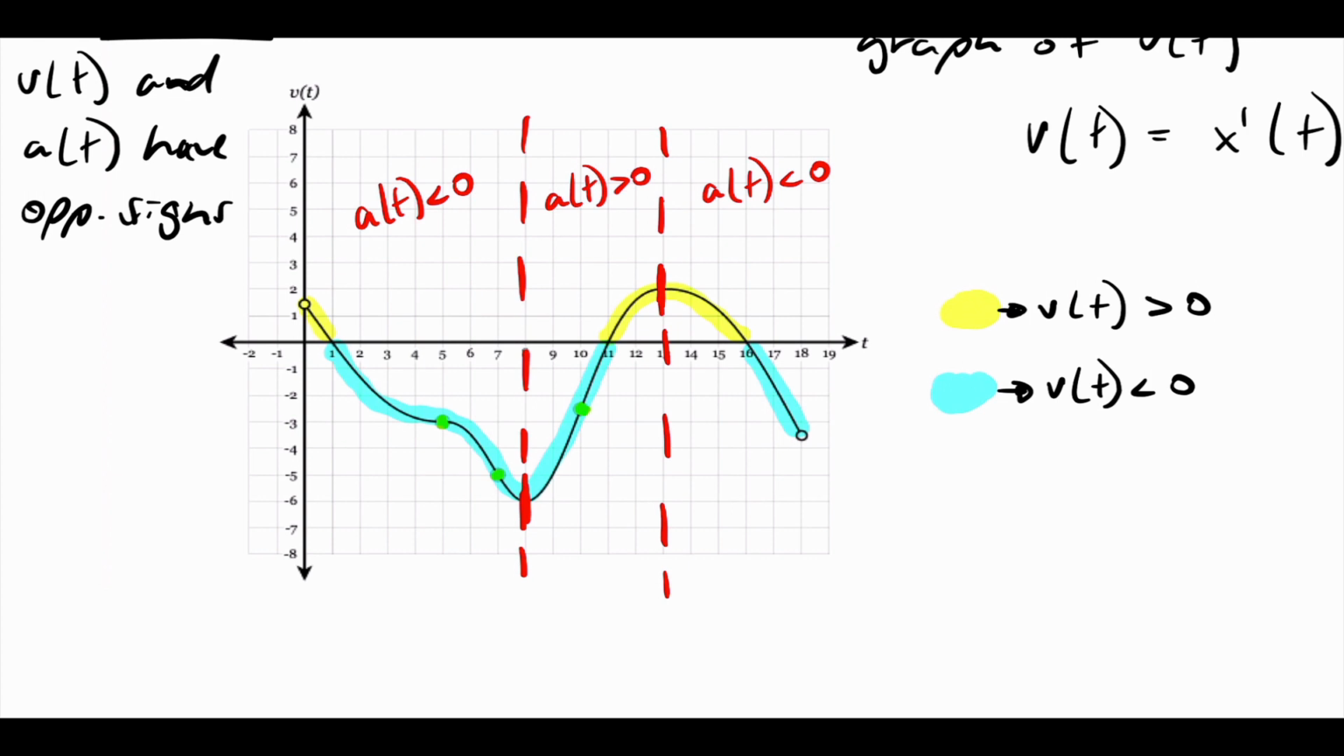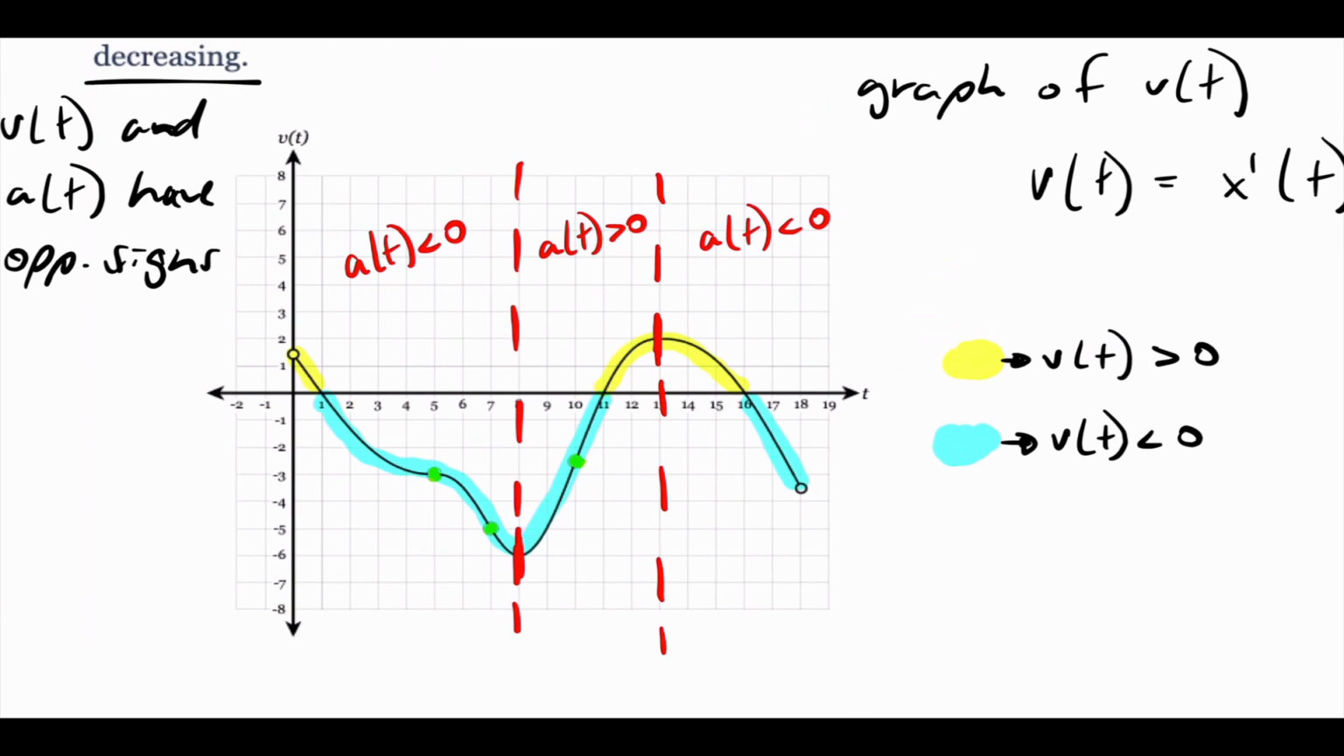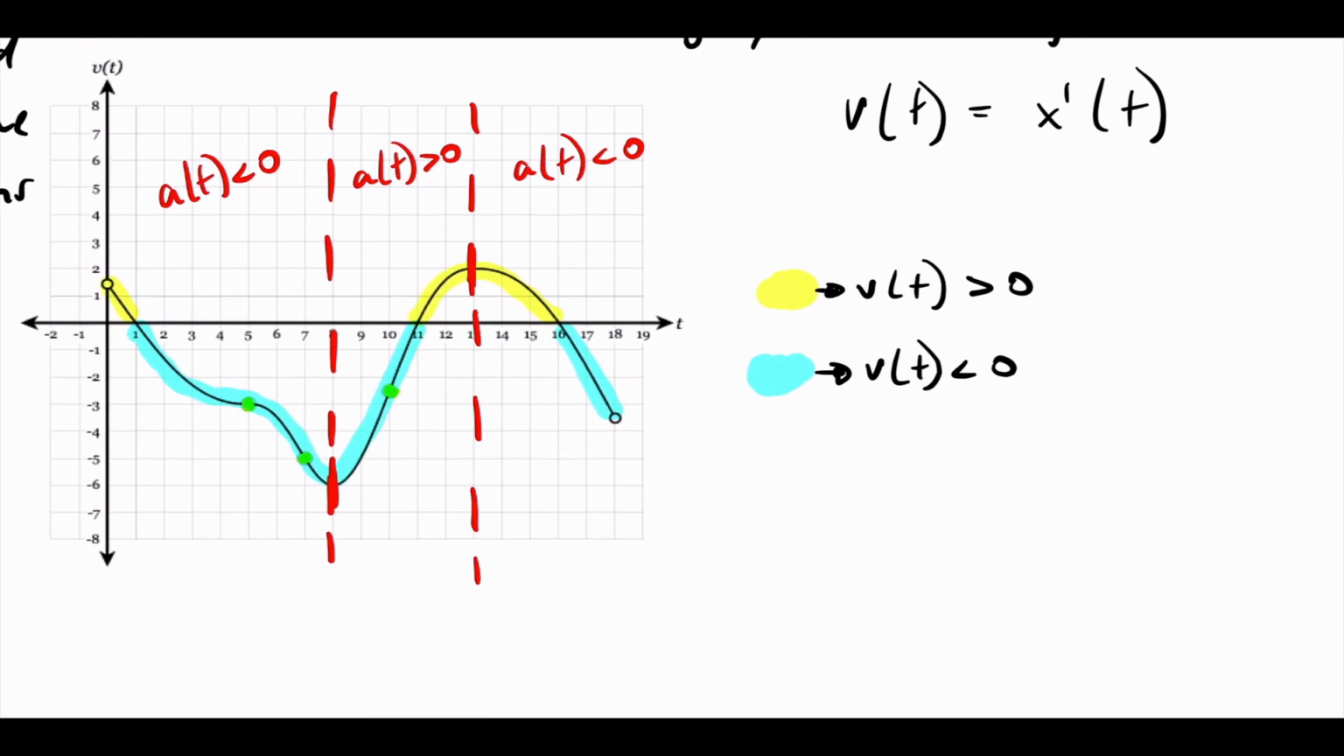Now I have all the information I need. Now I need to know where they have different signs. Yellow means positive velocity. So I'm looking for different signs. Here is positive velocity, right? Is that in an area where acceleration is negative? Yes, then I definitely want that piece. So let's write that down. 0 to 1.